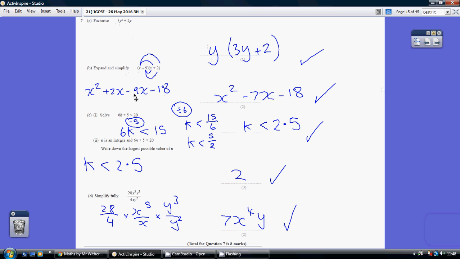So that's the first mark for expanding. Then gathering up the like terms, plus 2x minus 9x is minus 7x.